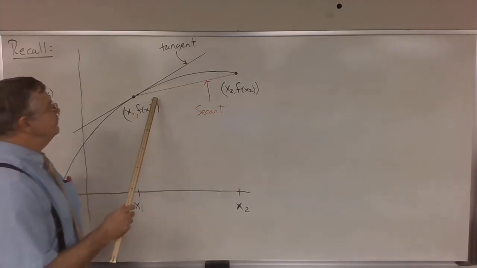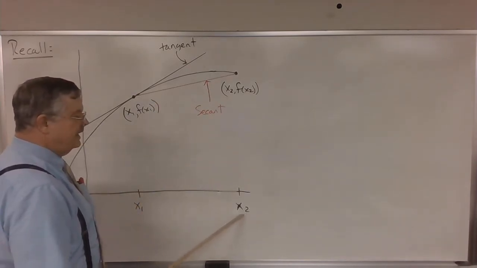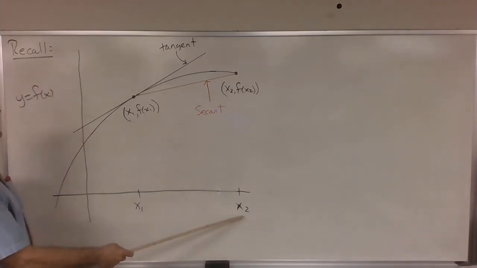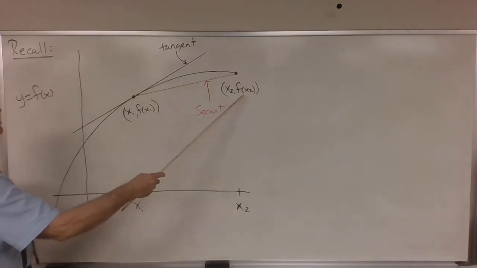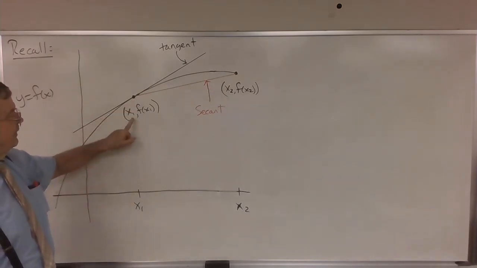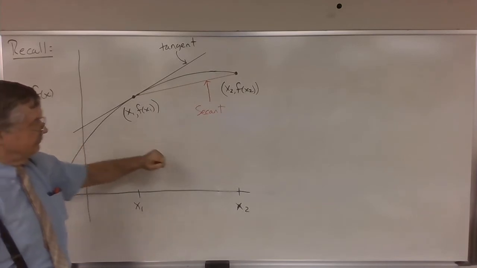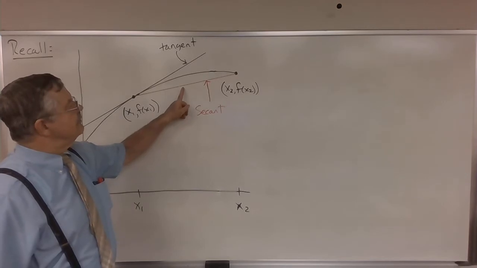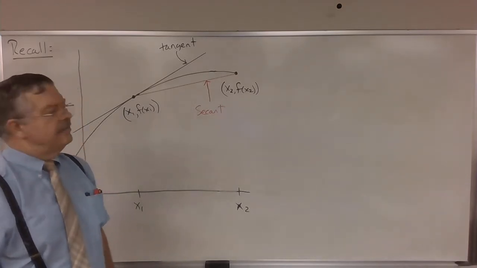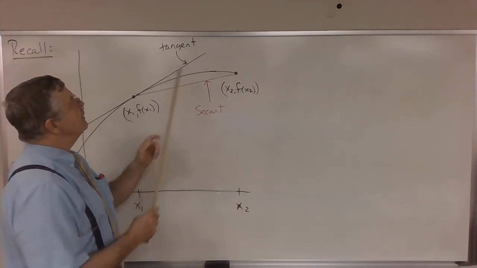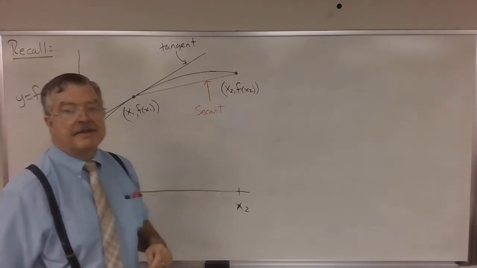So we've constructed a secant. We picked a point x sub 2 to the right of x sub 1 and plotted the corresponding point on the graph of f of x, x sub 2, f of x sub 2, and we used the point of tangency, x sub 1, f of x sub 1, and this point, x sub 2, f of x sub 2, to construct a secant. And we reasoned we can use the slope of this secant to approximate the slope of the tangent.